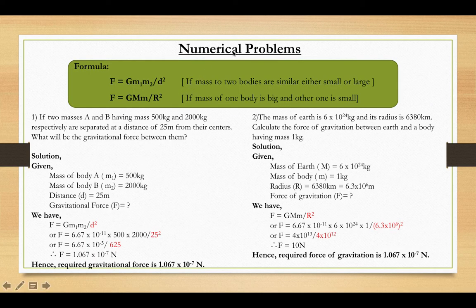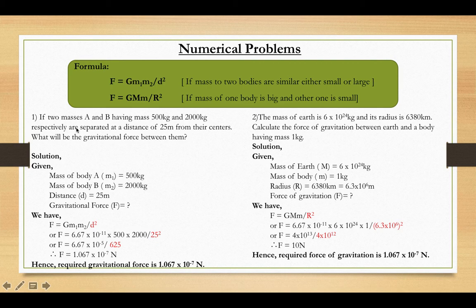Now let's go to numerical problems. In numericals, the same formula can be slightly modified into G capital M small m by r square. Here r represents radius, and r also represents distance. So when do we apply these two formulas? If the masses of two bodies are similar, meaning both masses are small or both masses are big values, we can apply the first formula. Whereas if the mass of one body is huge and the other is small, then apply the second formula.